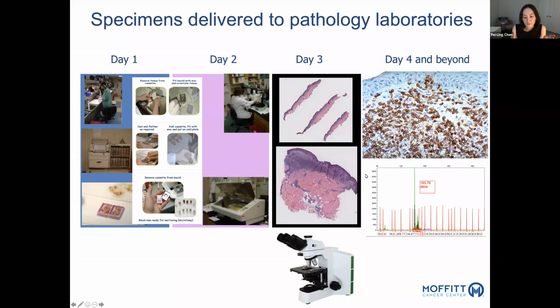And oftentimes we also perform molecular studies from these tissues. You cut slides from these and send them for molecular testing, such as T-cell receptor gene rearrangement studies, to identify the monoclonal malignant T-cell population, if there is one. So this is quite a few days from here, day 3. From here on is day 4 plus for the full diagnosis to be rendered.